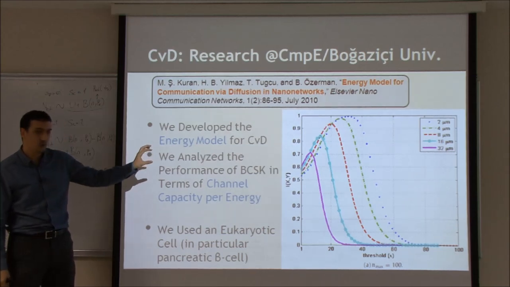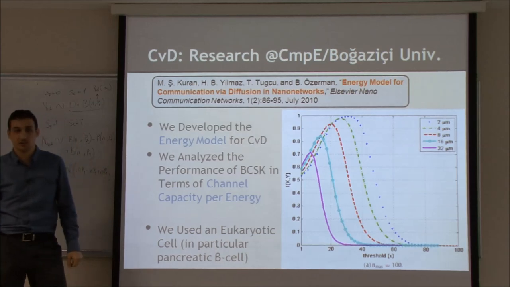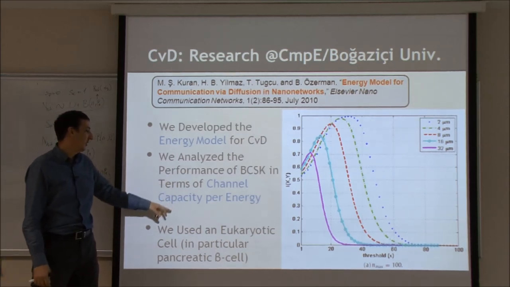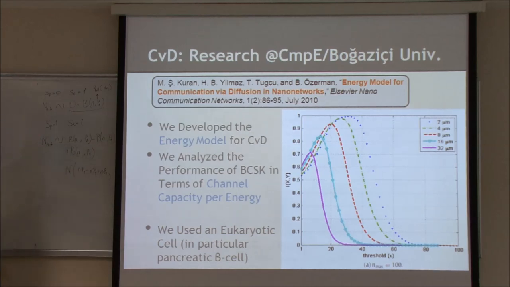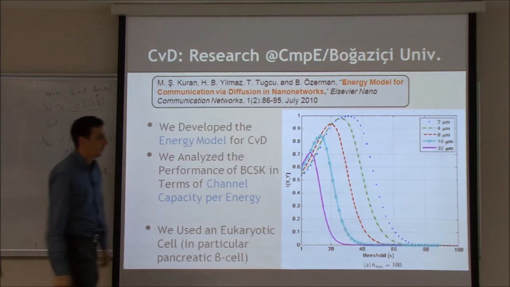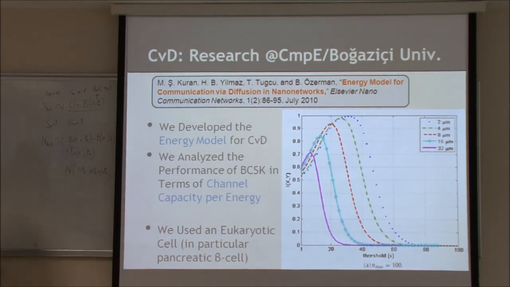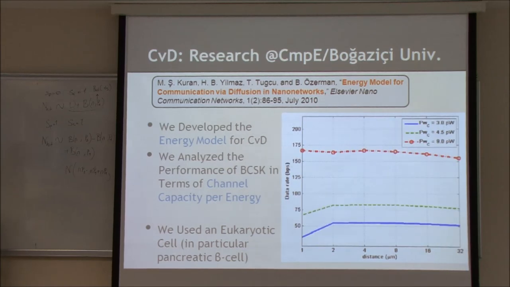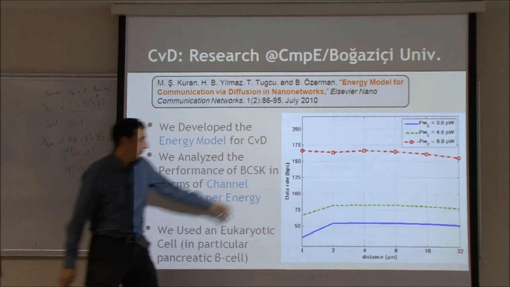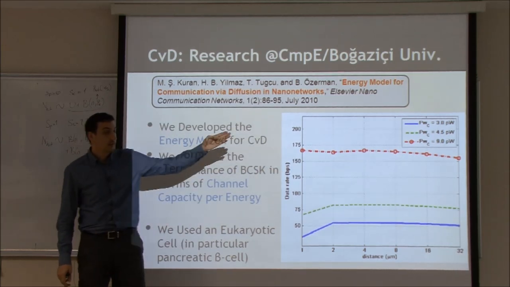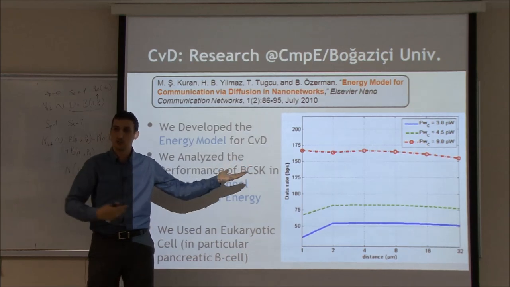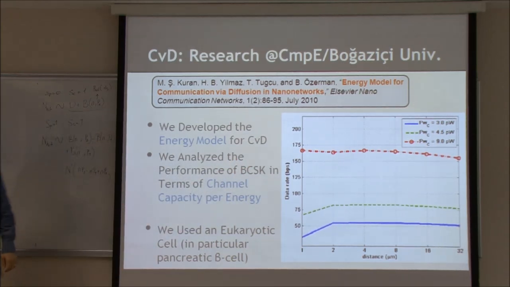We evaluate the performance of BCSK, binary concentration shift keying, in terms of channel capacity per energy, and we used eukaryotic cells, in particular pancreatic beta cell. These are the results for different distances and different threshold values. And these are the BPS values, bits per second, for different energy levels you have for communication. This is picowatt, I think. 3 picowatts, 4.5 picowatts, and 9 picowatts.